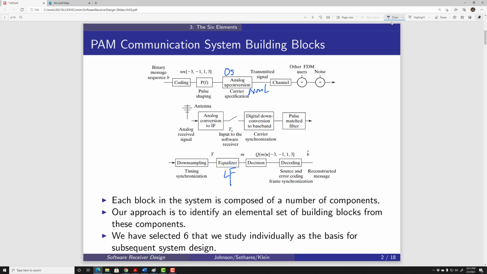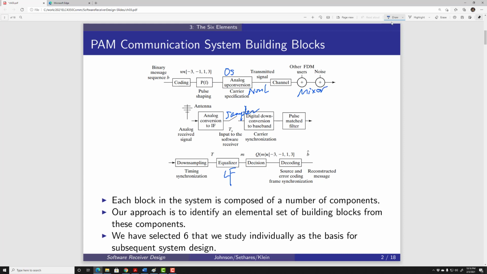And the fourth is sampler. Sampler is when we are doing the analog to digital conversion. So here I have a sampler. The mixer is when we are doing the frequency division multiplexing, adding the information from other users. We're going to use a mixer here.